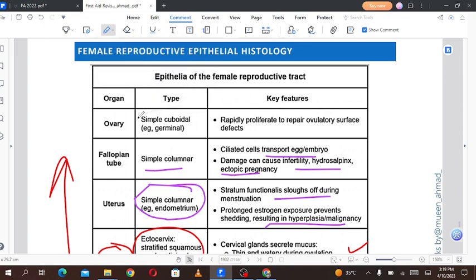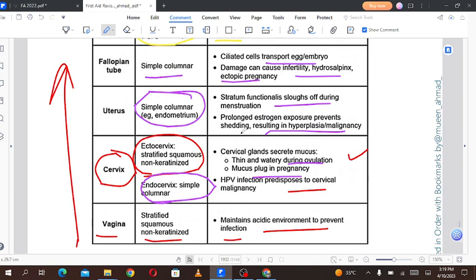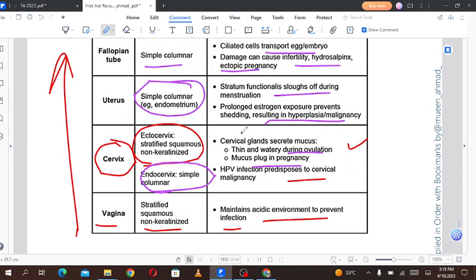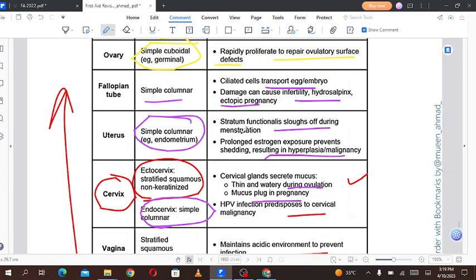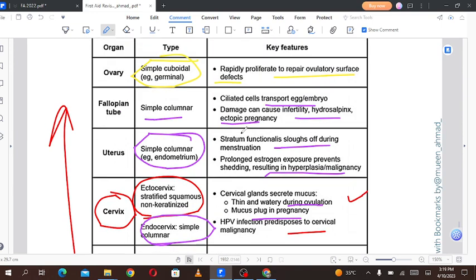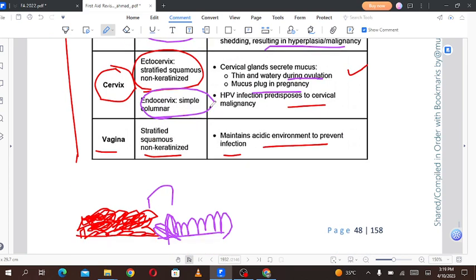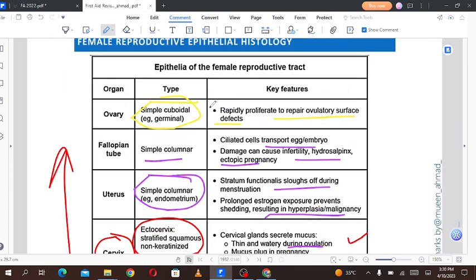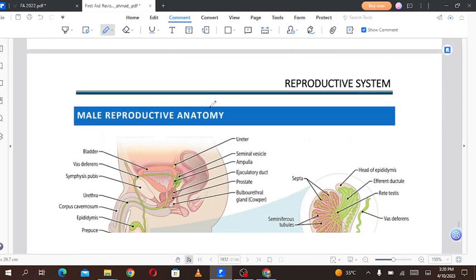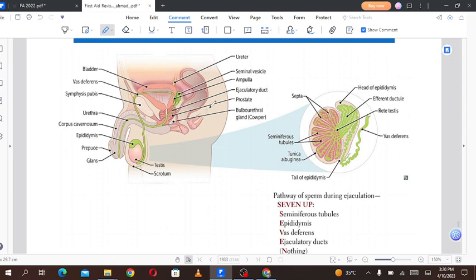So ovary contains simple cuboidal epithelium and rapidly proliferate to repair the ovulatory surface defects. So now we are having vagina and ectocervix with the stratified squamous epithelium, endocervix, uterus and fallopian tube with the simple columnar epithelium, and ovary with the simple cuboidal epithelium, or the germinal epithelium. It is also called germinal epithelium, and germinal epithelium for the ovary is simple cuboidal. I guess it is simple cuboidal elsewhere as well.